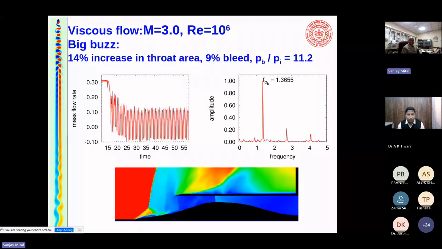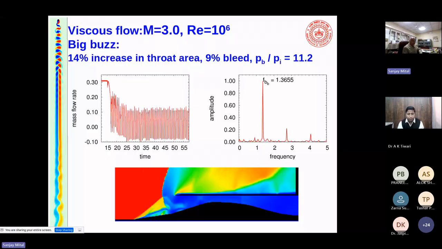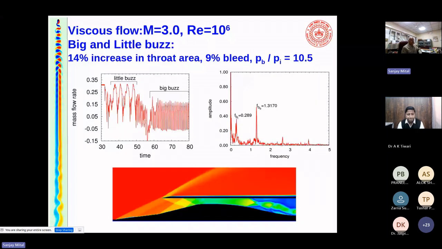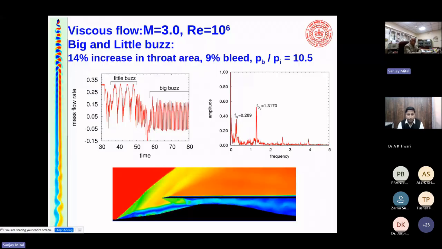You can have something called a big buzz, which is a massive oscillation, as you can see. Shocks going back and forth. You could have another situation where you have little buzz initially, followed by big buzz. So if you are patient, you will see a big instability coming up. There you go. Okay, so I'll stop here.